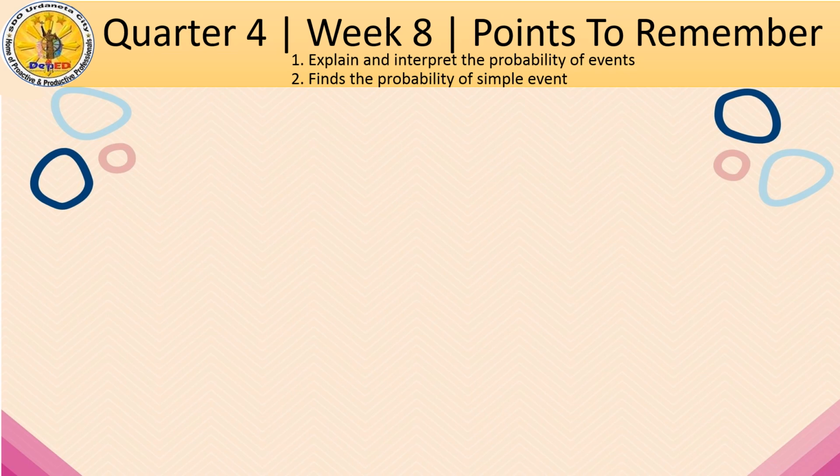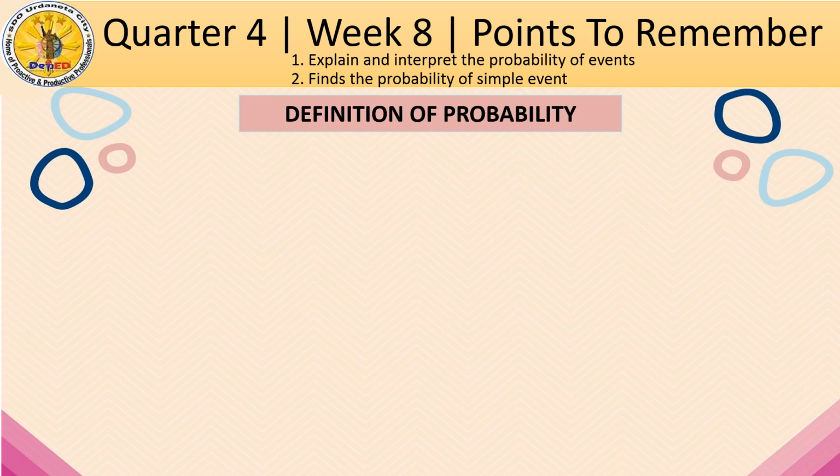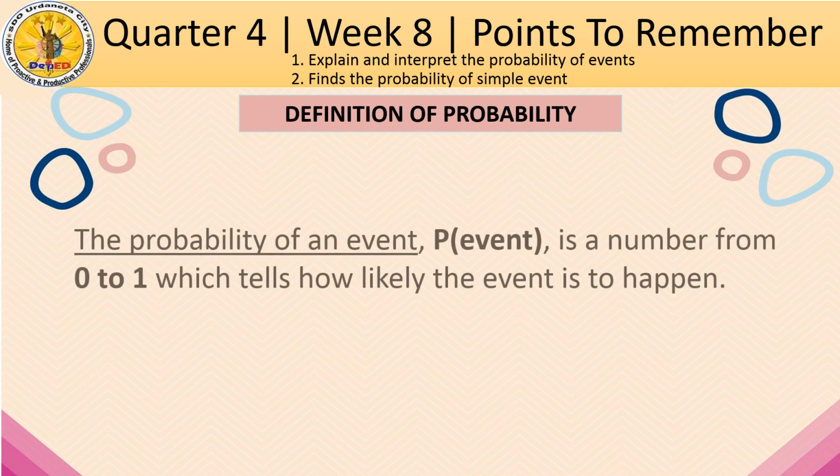For week 8 of the fourth quarter, you will explain and interpret the probability of events, and you will find the probability of simple event. Let's have the definition of probability. The probability of an event, which we denote as P of event, is a number from 0 to 1 which tells how likely the event is to happen.